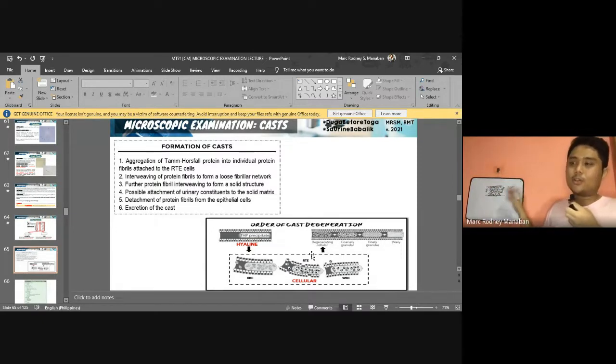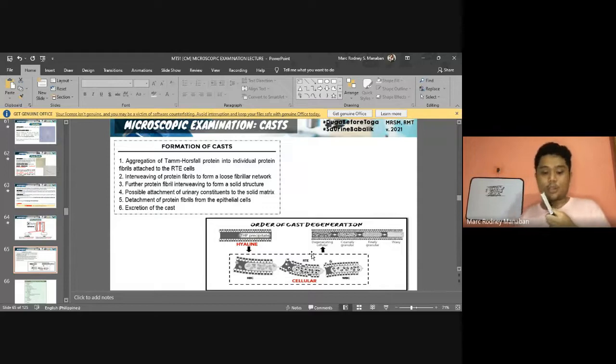I hope you get it. So it starts, of course, with uromodulin, which aggregates and forms interweaving fibrils, until they form the matrix. And then whatever possible constituents are in the tubule at that time, RBCs, WBCs, bacteria, may also be incorporated into the cast matrix. And after some time, the cast matrix, or the cast, will detach from the tubules and will be expressed in your urine.